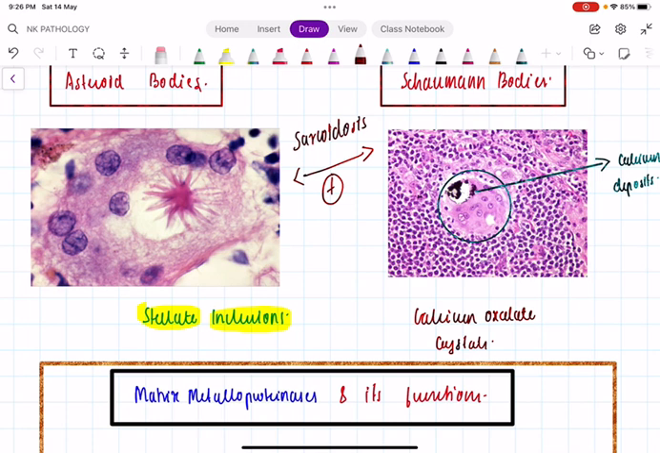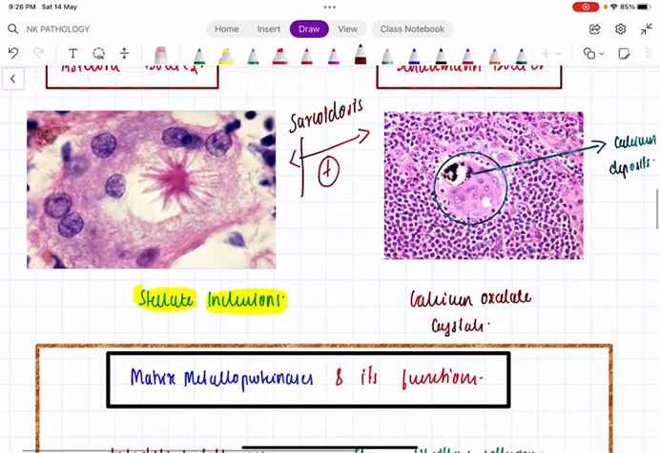Because you know sarcoidosis is an example of what type of granuloma? It is an example of non-caseating granuloma.